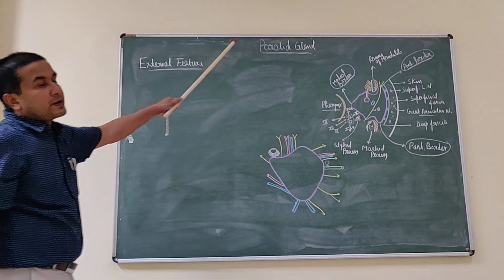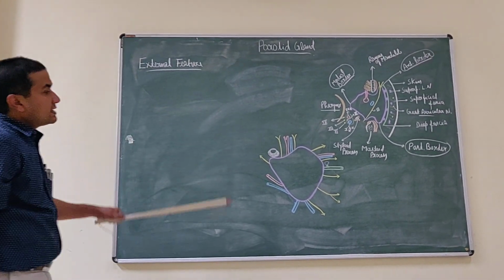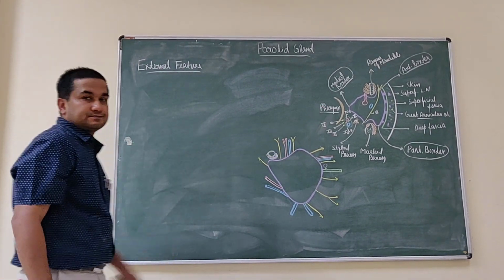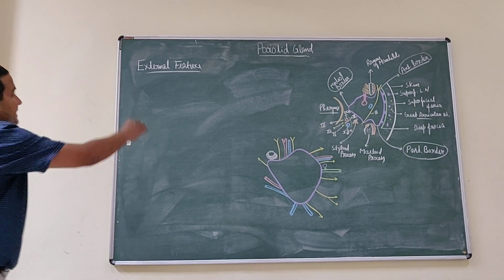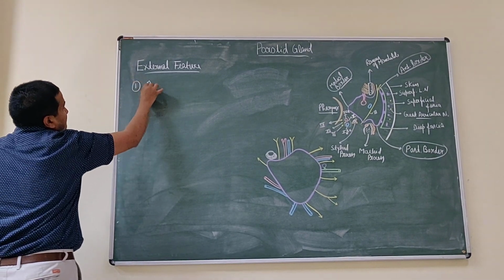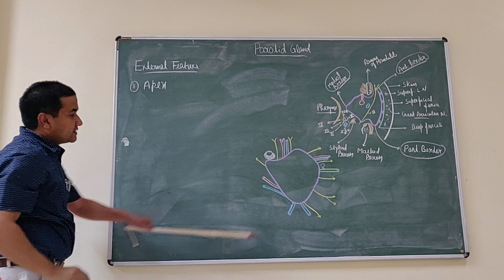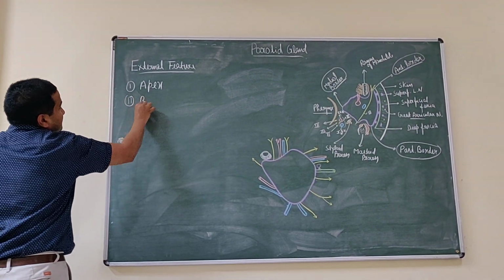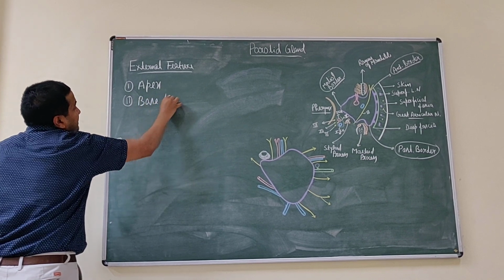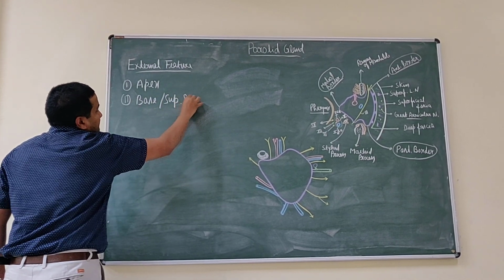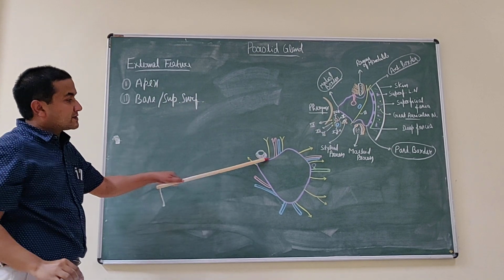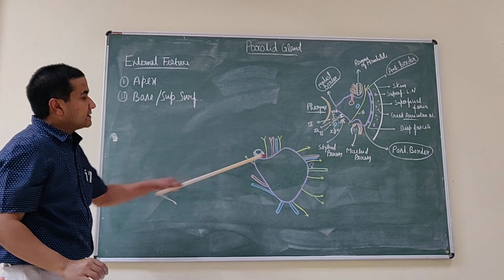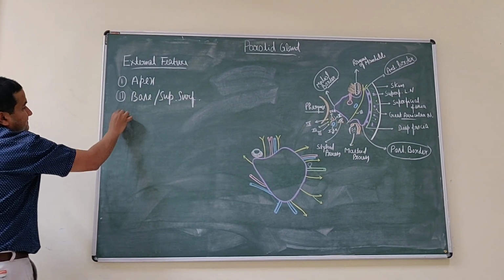Picture of the parotid gland. This parotid gland we have discussed is inverted pyramidal in shape. So it has an apex. This is the apex. It has a base or superior surface. This is the base or the superior surface. We will discuss point by point: apex, base. Now it has three surfaces.